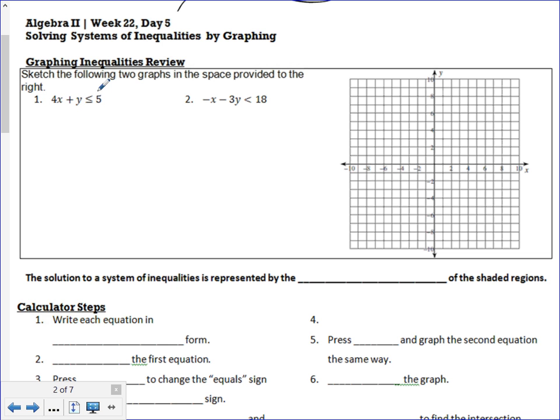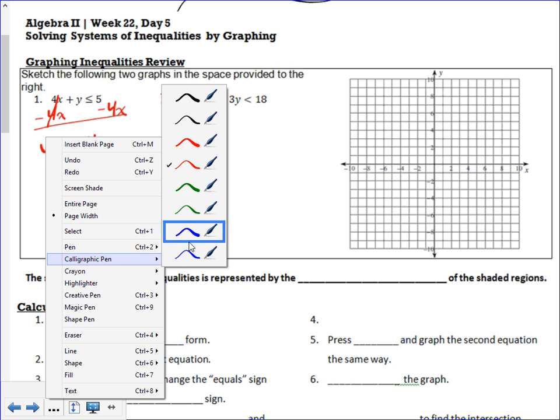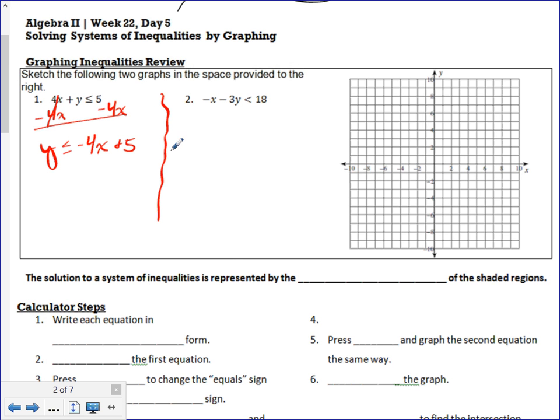Let's solve these and graph them to get started. To get y by itself, subtract 4x from both sides. So you get y. Do I flip the sign? No. Why not? Negative. Oh, I didn't divide? Okay. My bad. Plus 5. Good. Let's solve the other one too now.